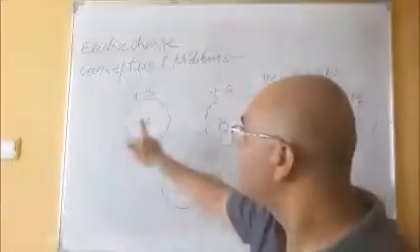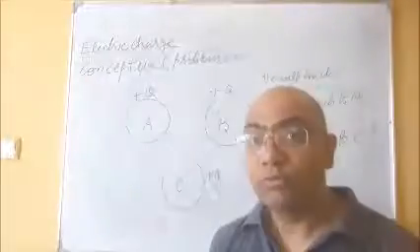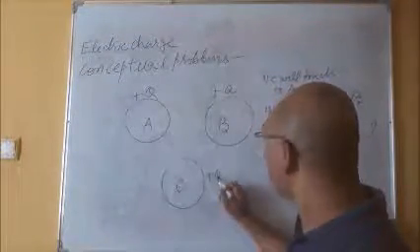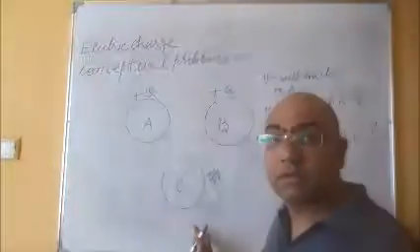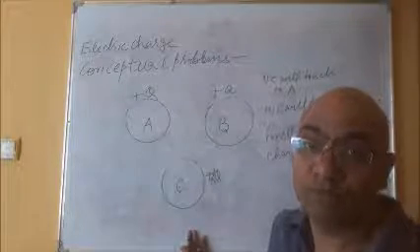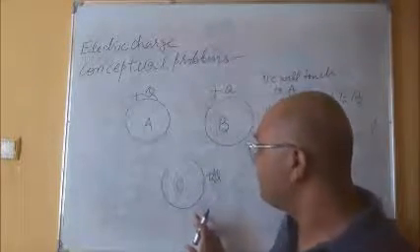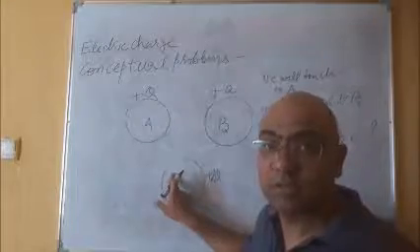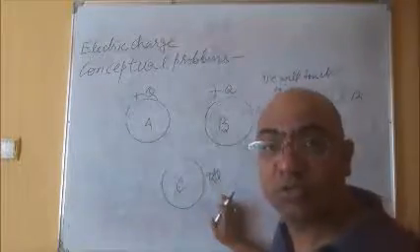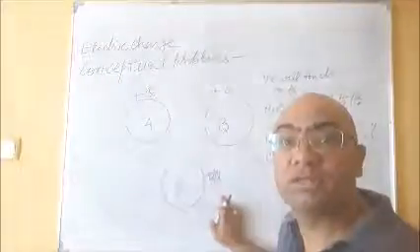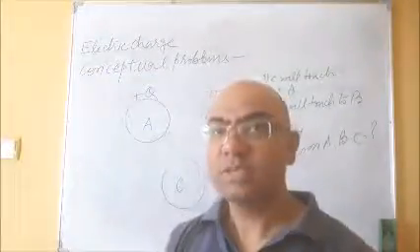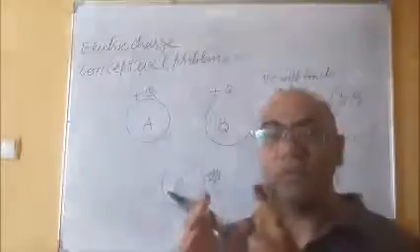Let me change the value of this plus Q so that it would be easy to understand. Let me take this sphere C with value plus 2Q. Now when we touch this sphere C with A, the total charge is plus Q and plus 2Q, so total charge will be plus 3Q.